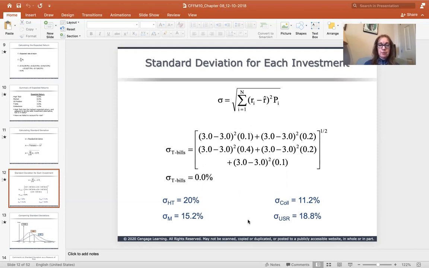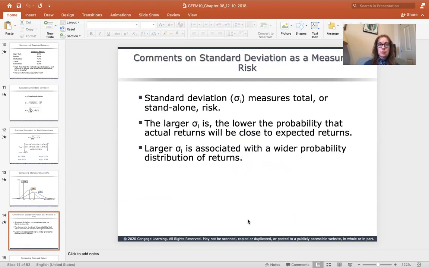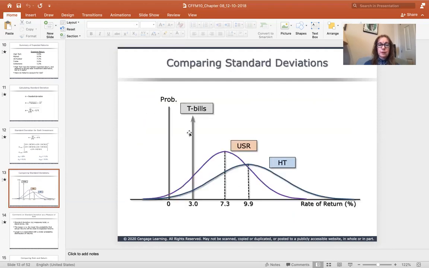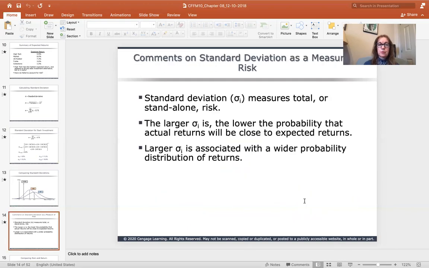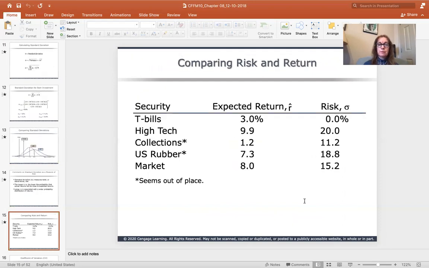Here they're just graphing. Here's a T-bill, here's US rubber, here's high tech. Based on this, high tech is the riskiest stock, strictly looking at the standard deviation, then US rubber, then the market, then the collection agency. The larger the standard deviation, the riskier the investment is.